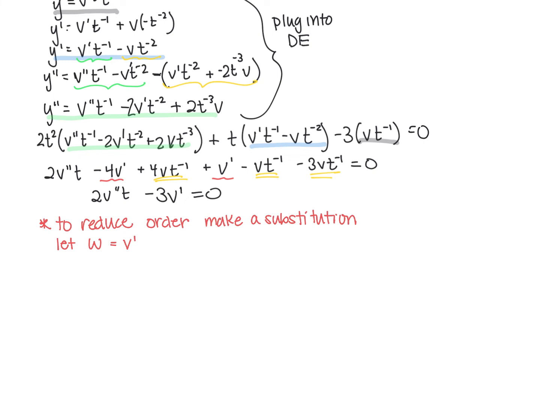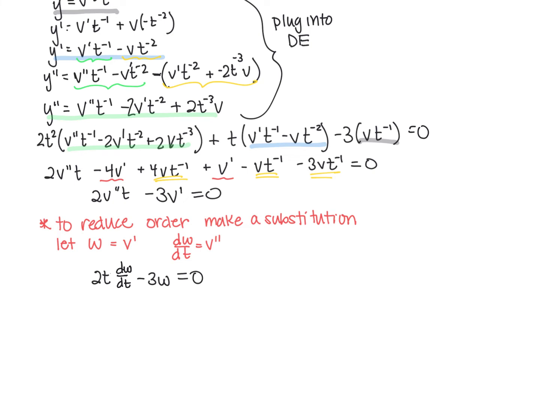Sorry. So I'm going to let w equal v prime. So then dw dt equals v double prime. Here's why that's helpful. When I go and plug this in, we end up with 2t w prime, I'm just going to call it dw dt rather than w prime, minus 3w. We're going to separate it anyway, so it may as well look pretty. Minus 3w equals 0.